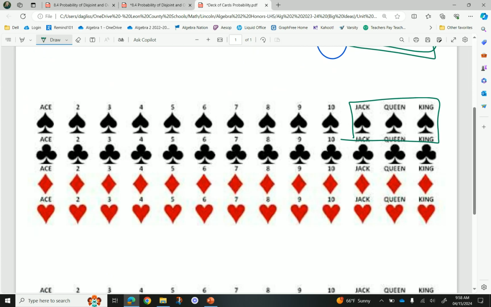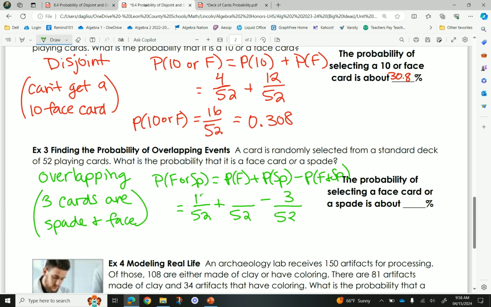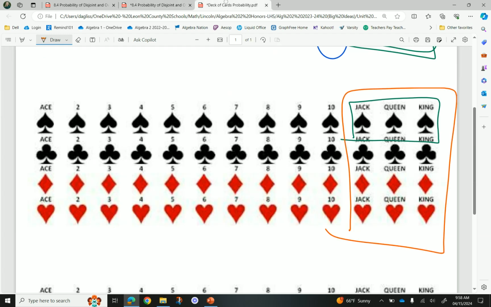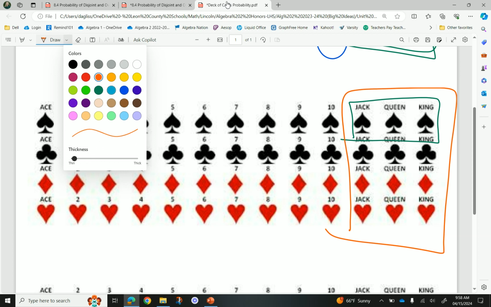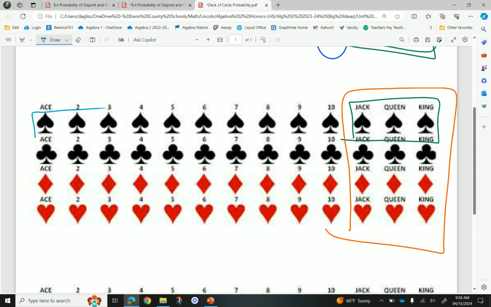All right, so let's look at it. What is the probability of a face card? That's first. There were 12 that are face cards. Okay. How many spades do we have? 13. You could do 52 divided by 4, or you can count 1 through 10 and then Jack, Queen, King because it's 13 cards.